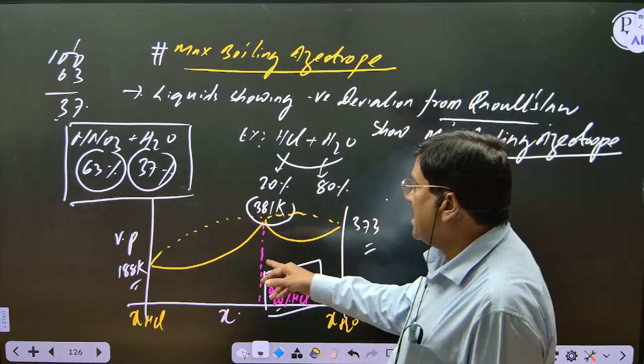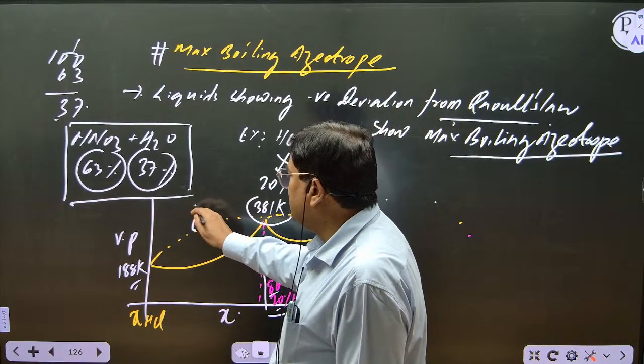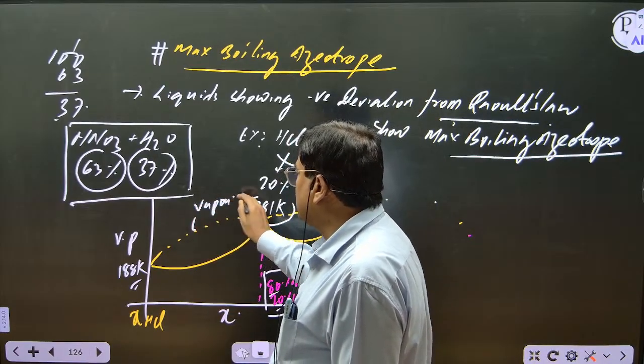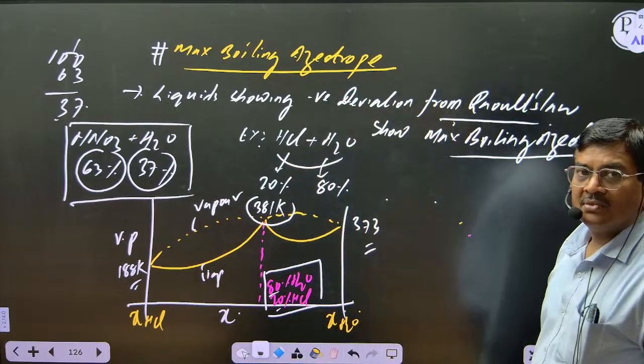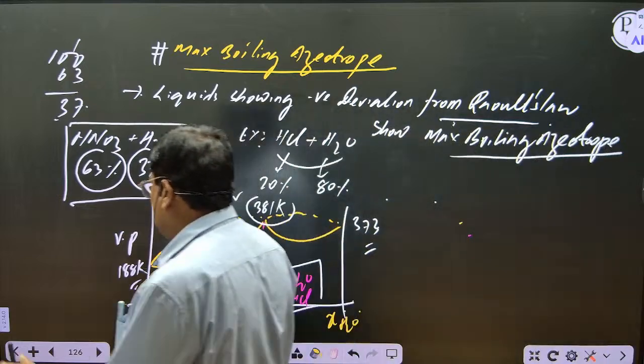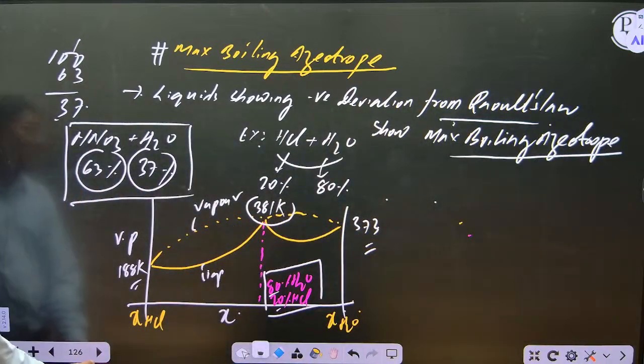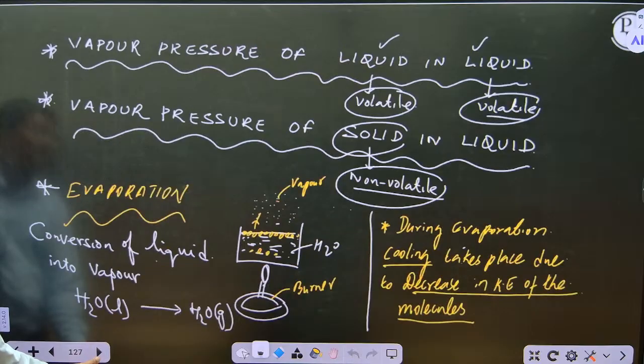Copy and see this diagram. This dotted line indicates what, students? Vapor form. This thicker line is what? A liquid phase. Now I will show you the PPT of what we have learned till now. Once you have copied all of this, okay.